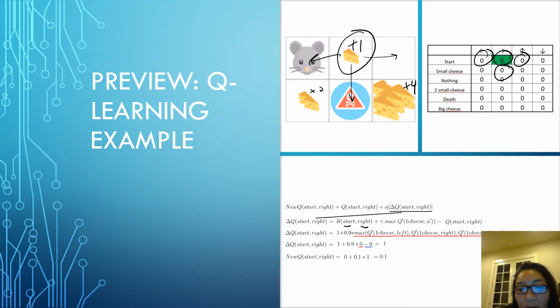So we have 1 from the cheese, plus the 0.9 from the discount rate multiplied by the 0 because all the actions in that new state are 0, minus the current action value function, which is also 0, and that all equals 1. And so we plug the 1 back into this equation here. Like I said again, the action value function initially was 0, plus the learning rate, which is 0.1, multiplied by 1, and the new action value function in that state, in that action, is 0.1.